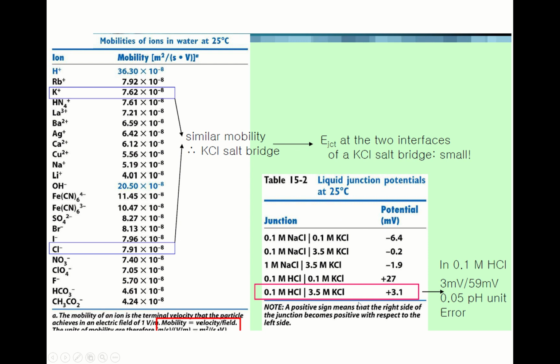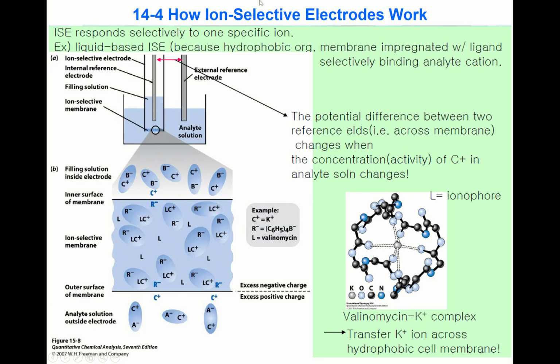There is an equation to calculate the junction potential, the Henderson equation, right? But that equation is extremely complicated, you know? So that's not undergraduate level; that's graduate level. All right. Let's stop here.